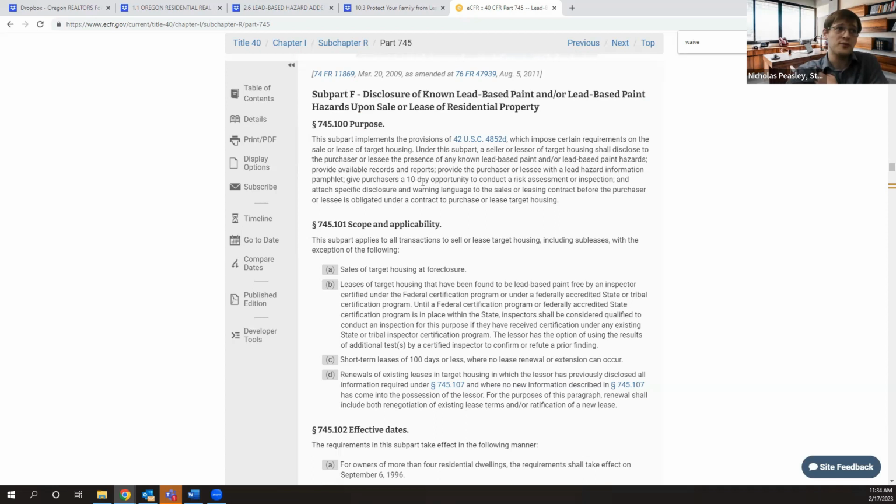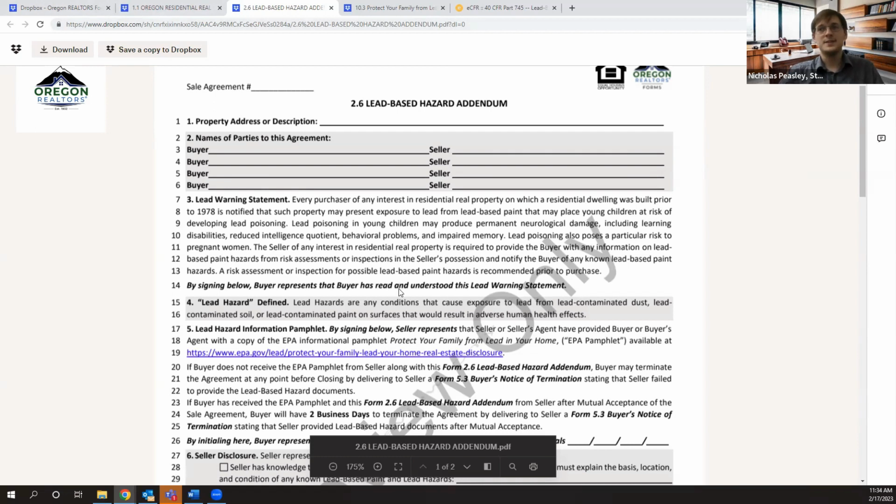745.100, generally 107, 113, and 118 are the three places in this section that have all of the regulations that will apply to brokers and to sellers of houses. But technically everything from about 100 until about 118 is going to be applicable to you when you're a seller selling target housing. There are a couple other adaptations on this that are worth noting as well.